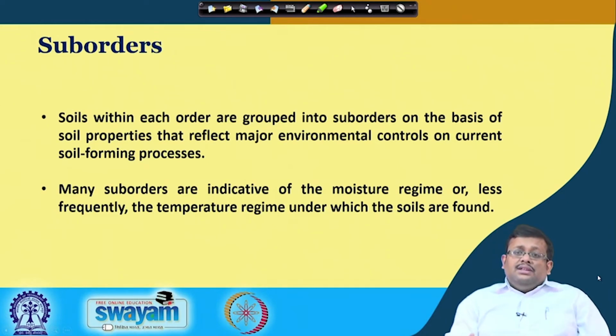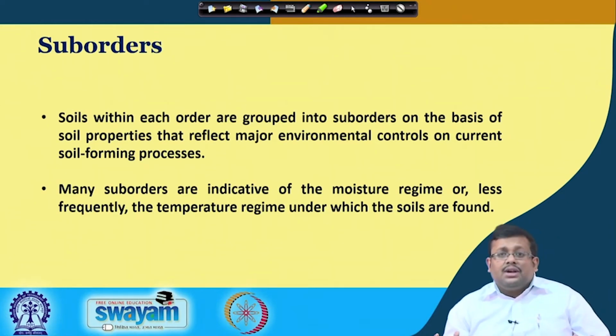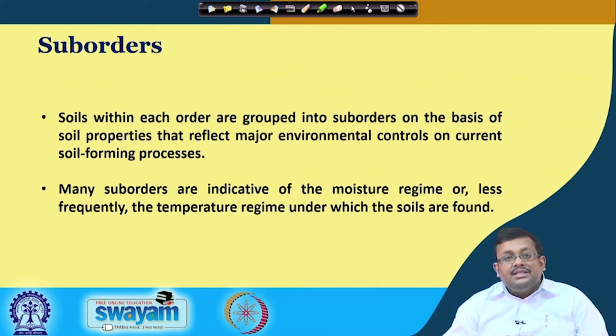Now, since we have covered the orders, let us see what the suborders are. Soils within each order are grouped into suborders on the basis of soil properties that reflect major environmental controls on current soil forming processes. So, you will see whether there is a specific weather impact or not, and that can be found from the suborder name.